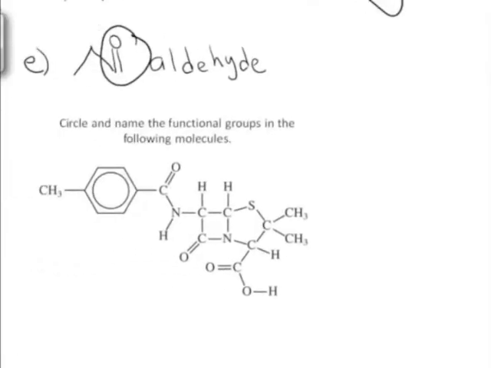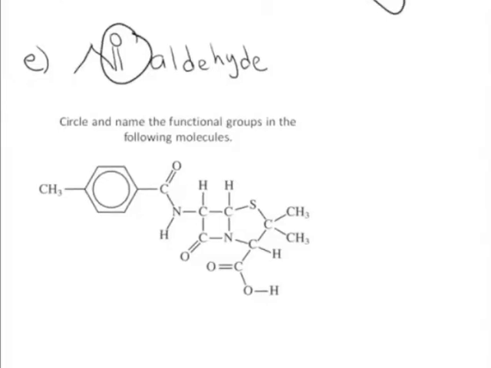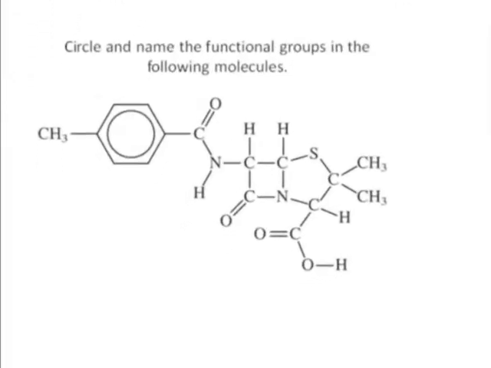Let's take another look at an example here. In this case, I'm asking you to circle and name the functional groups in this large molecule. So you have to look very carefully at the molecule to decide what the functional groups are. So take a look at it. See if you can find functional groups. You should find 4 functional groups.